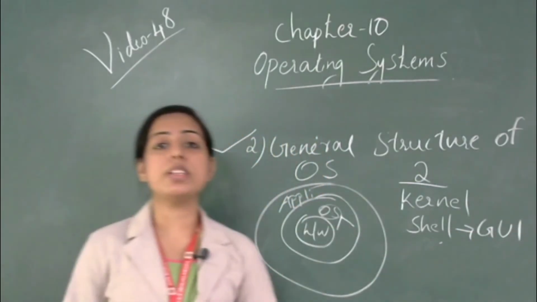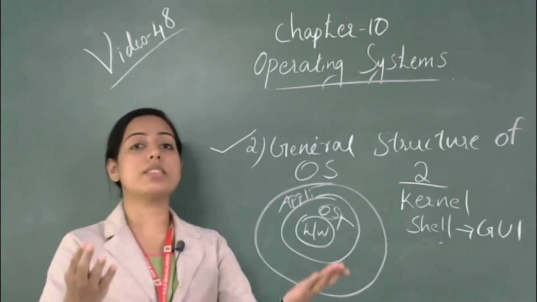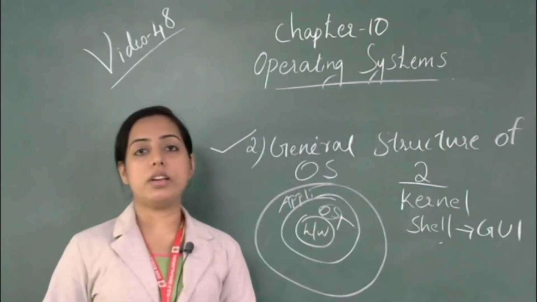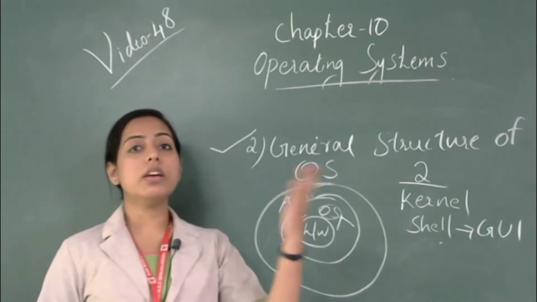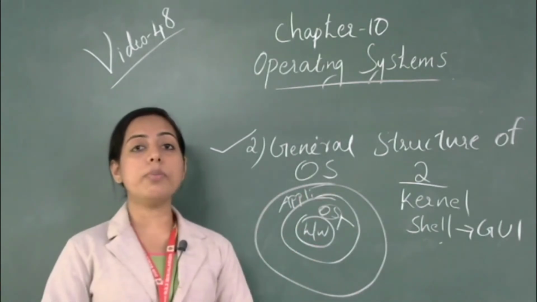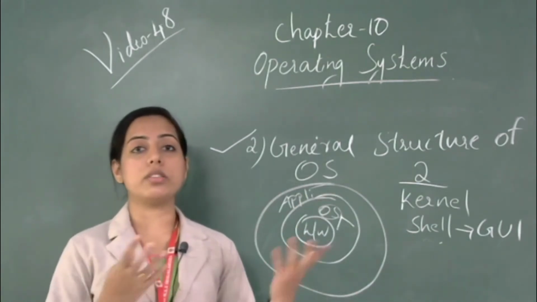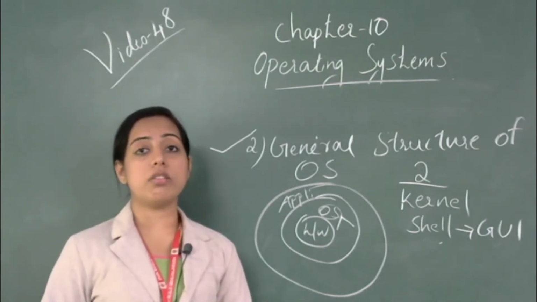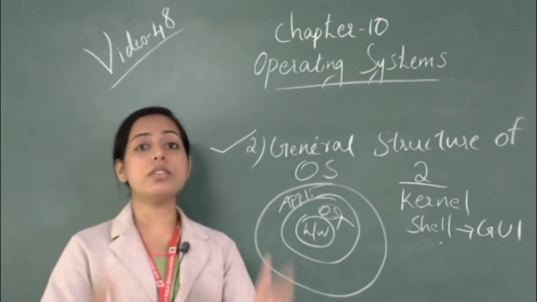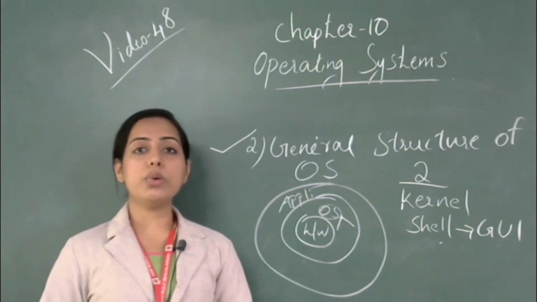Graphical user interface means what? What we are seeing in the monitor. We can see something on our monitor. For example, in Windows we can see This PC. On the desktop, in the monitor, we can see so many folders: My Computer, then every software, application software, etc. That view is known as graphical user interface.